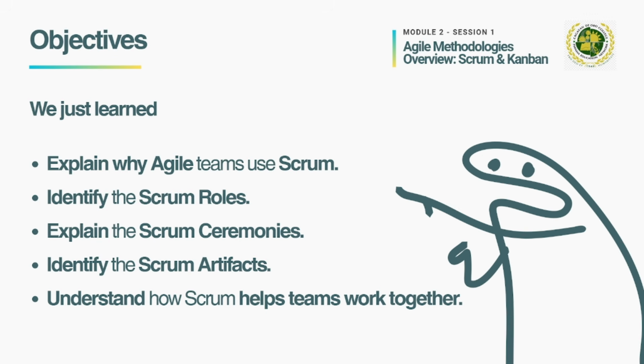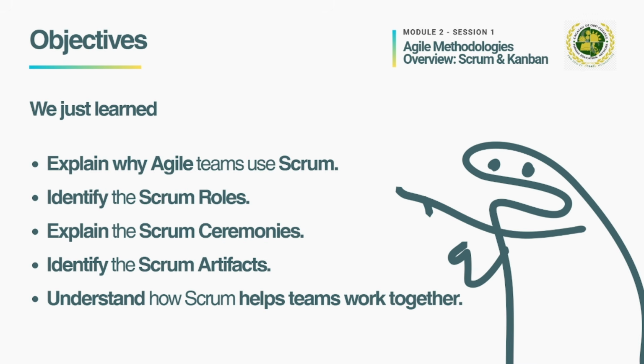Let's check off the objectives that we just learned in this session. We explain why Agile teams use Scrum, which is true. We have already defined what this Scrum framework is. We also identify the Scrum roles: the product owner, the Scrum Master, and also the development team. We explain the Scrum ceremonies. We have the 4 of them.